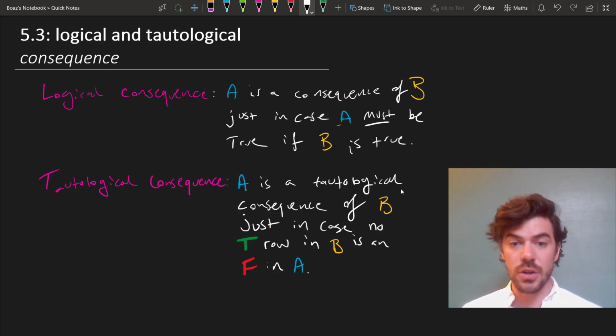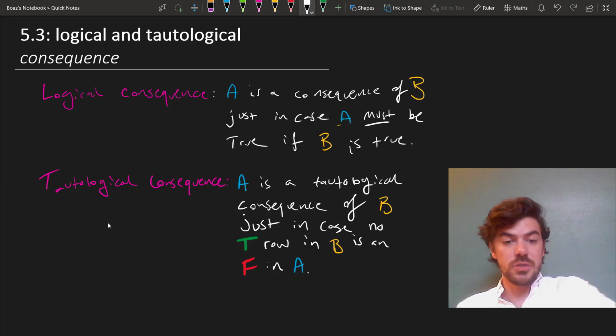And in a tautological consequence, if one sentence, say B, has a T in the truth table, in the same row, its consequent A must have a T. It cannot have an F. Let's see this in action using our truth tables.